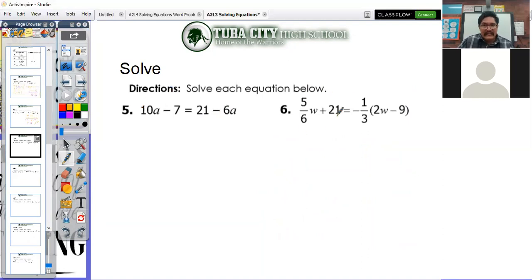Now, this number 6 is the same thing. I have a W on this side and a W on that side. So both sides have a W. So I essentially do the same thing.